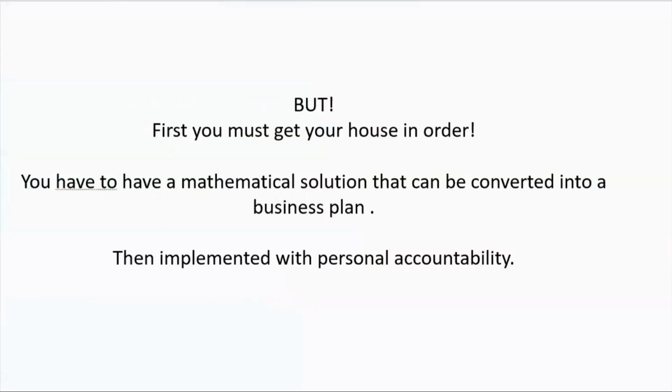first you must get your house in order. A lot of you don't have your house in order. You don't control your calendar. You don't have a mission to get something done. And that means that you're not a very good hunter. And some of you are great hunters, but you have to have a mathematical solution that can be converted into a business plan. You have to be able to break it down. And once you get it broken down, all you have to do is repeat the behavior and increase the number of times you repeat the behavior to increase your income.